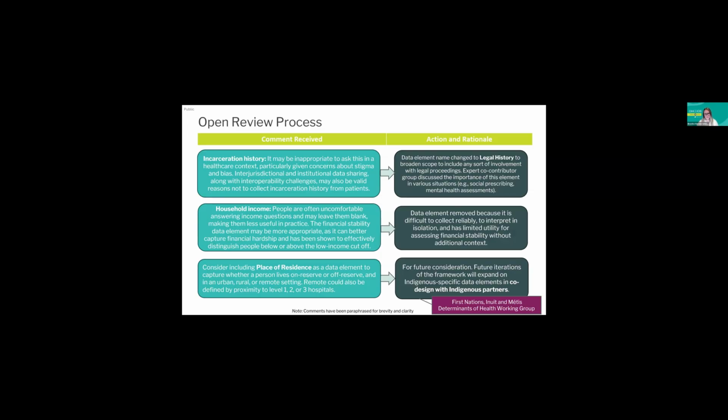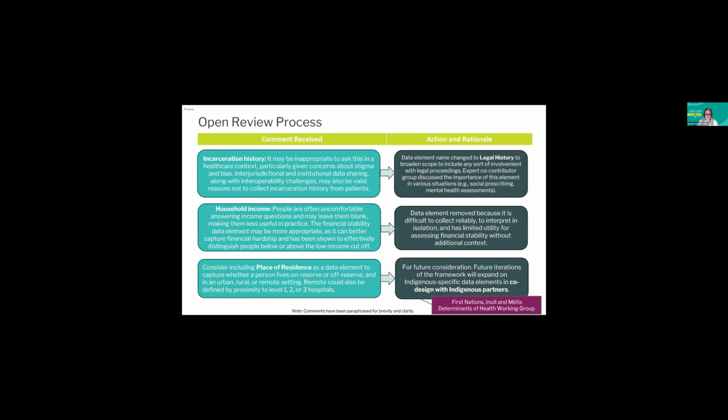Another comment focused on household income, noting that people are often uncomfortable answering income questions and may leave them blank, making the data less useful in practice. Based on that feedback, the data element was removed because it can be difficult to collect reliably, difficult to interpret on its own, and is of limited utility in assessing financial stability without additional context.